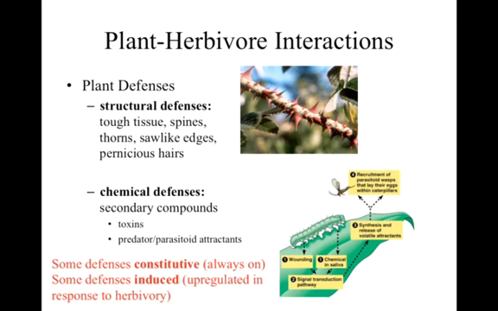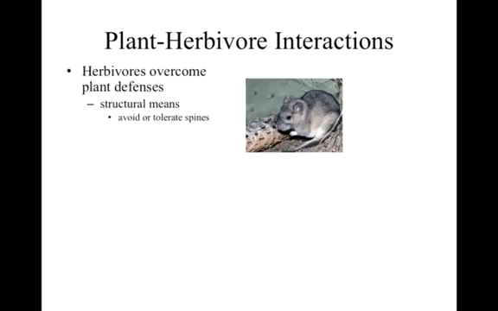This is a good strategy if the defense is costly. So it can be very costly to make some of these poisons, some of these secondary compounds. So it doesn't make sense to make them and spend all that energy making them if you're not being eaten. And so what a lot of plants will do is they'll turn on production of the toxin only after there's been some plant damage, only after the plant knows that it's in trouble, and so maybe it's worthwhile to make the toxin. So that's what plants do to prevent being eaten.